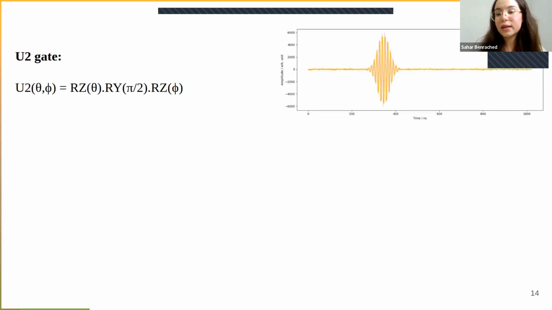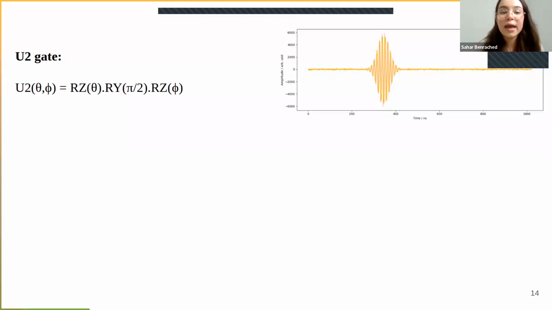So again, we can, of course, create more gates using this. So we've got the U2 gate, which is decomposed into rotation around the z-axis and the y-axis. And as you can see, the only shift in the amplitude is showing the rotation around the y-axis. And why is that? It's mainly because we have used a virtual z-gate in order to implement the rotation around the z-axis.